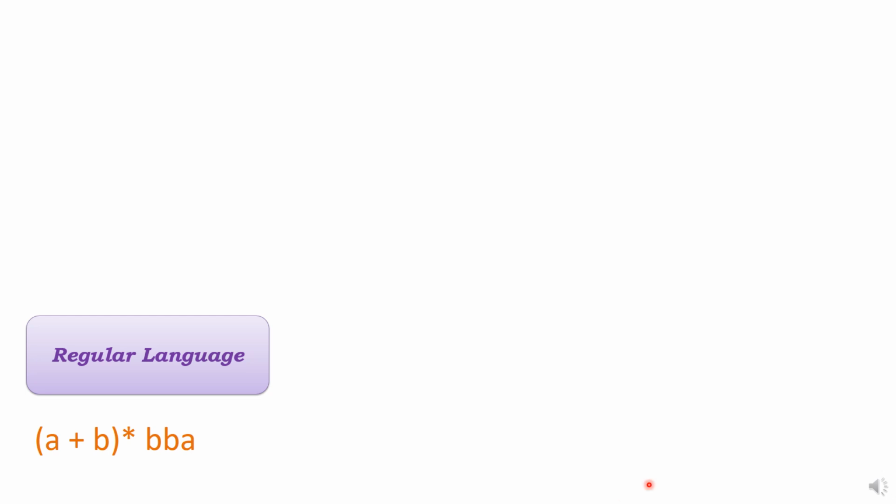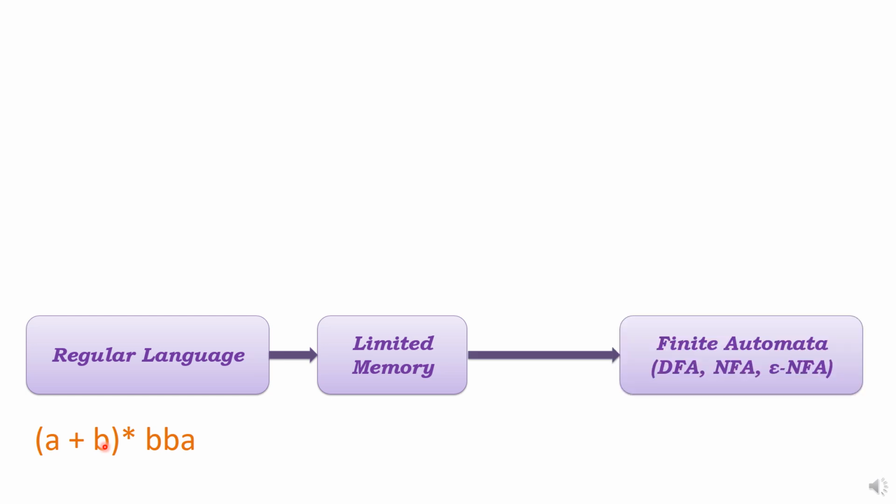We have regular language. I have given a small example for a regular language, that is, ends with BBA, starting can be anything. It has limited memory. There is no need of any memory; for one state we need a memory. We implement regular language in a machine called finite automata, that is DFA, NFA, epsilon-NFA, everything.